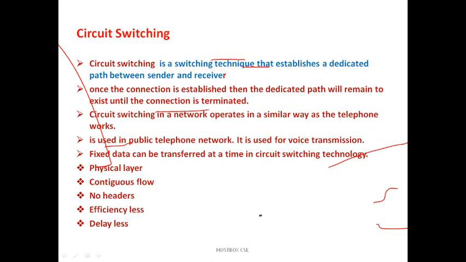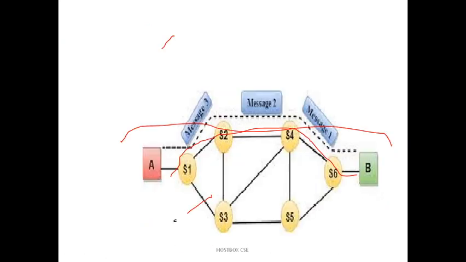One is the physical layer, as I just told you, and continuous flow. Continuous flow means that once the connection is established, data is transferred from source to destination, A to B or A to C, A to D, whatever, and it will go continuously. There is no stopping. Even if some hosts or machines are in between, it crosses them and reaches the destination.